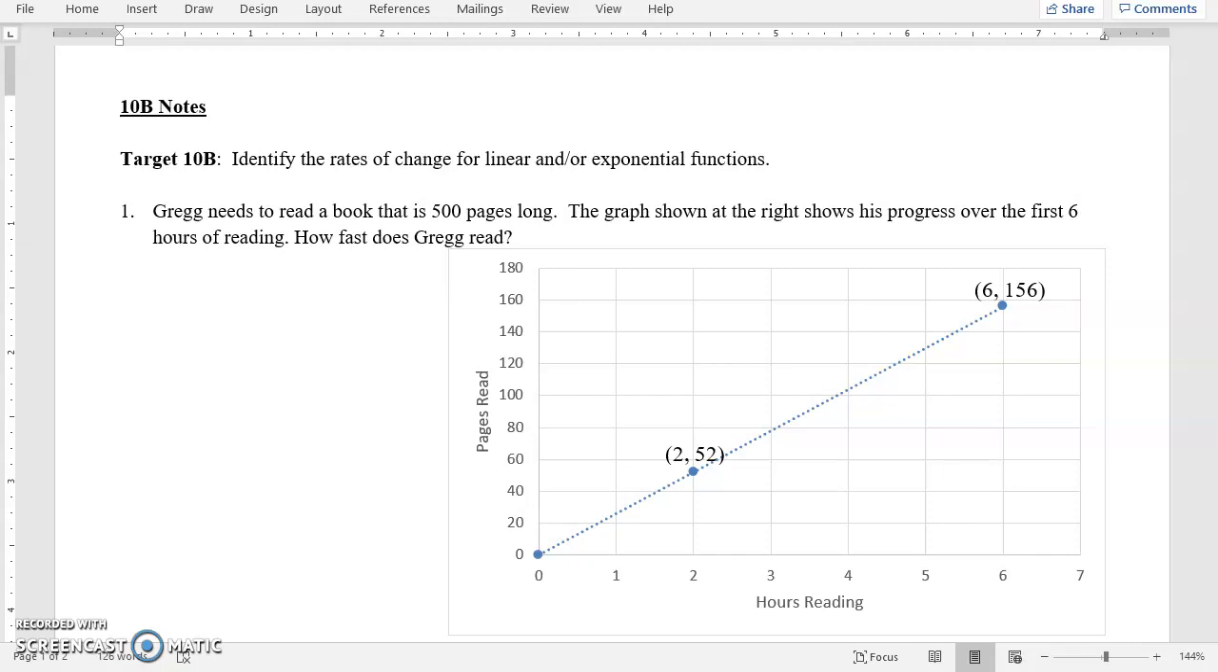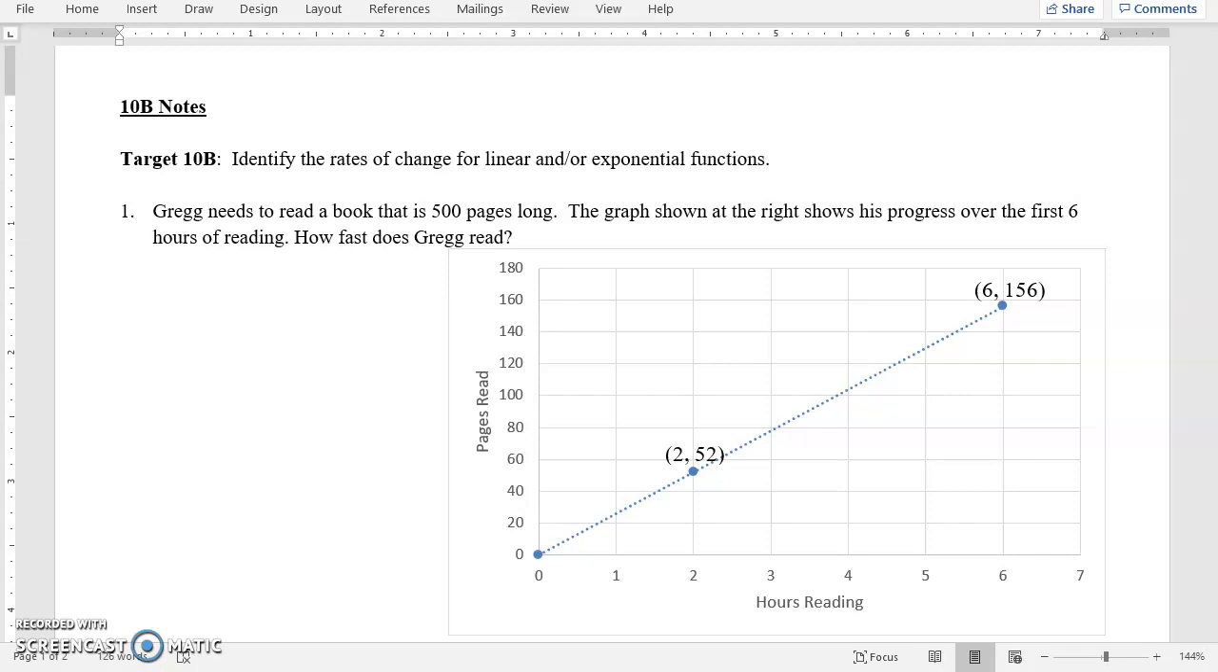For target 10b, identify the rates of change for linear and/or exponential functions. We're actually just going to be focusing on finding the slope. So for number 1, Greg needs to read a book that is 500 pages long. The graph shown at the right shows his progress over his first 6 hours of reading. How fast does Greg read?